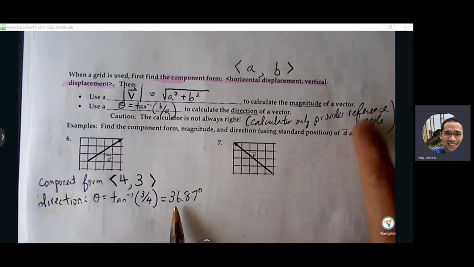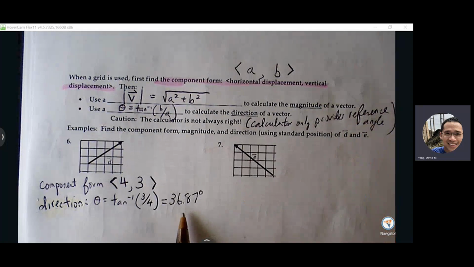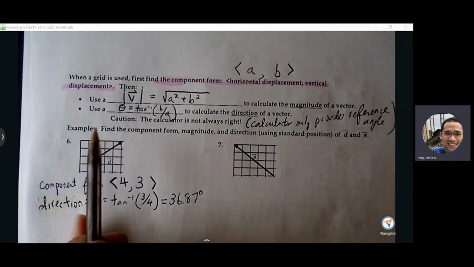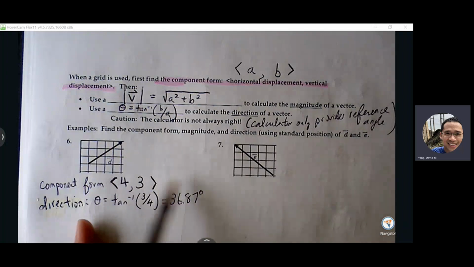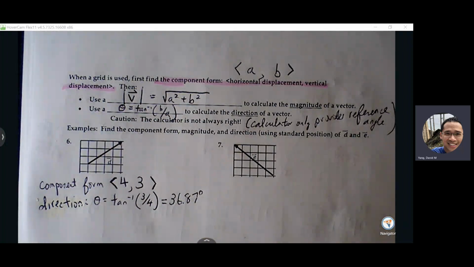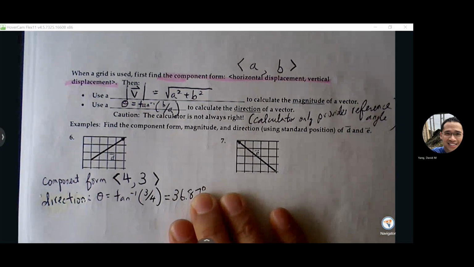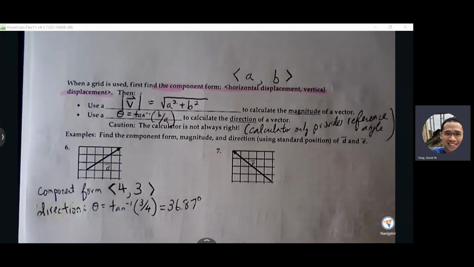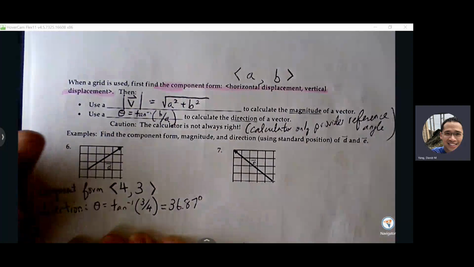This is okay, right? The only time the reference angle doesn't need to be touched is if you're dealing with the first quadrant, because then it's the same as your angle in standard form. So first quadrant is easy. It's only the second, third, and fourth quadrants where you have to make an adjustment. Okay, so now magnitude.